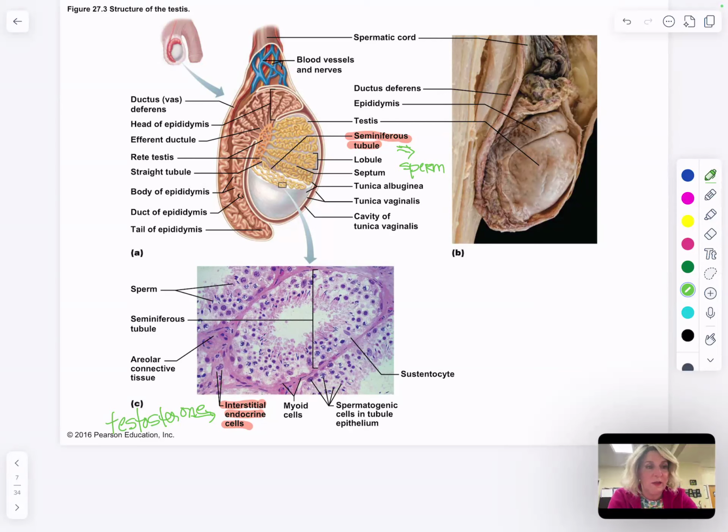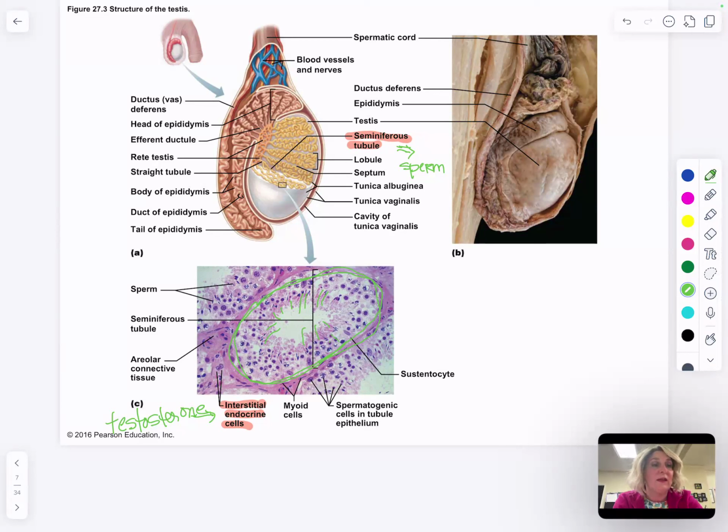So in this cross microscopic view, this is the seminiferous tubule right here. Inside, you can see all these sperm cells, and you can even start seeing the tails that are starting to grow inside of there. Anyway, that's where all the production of sperm happens.